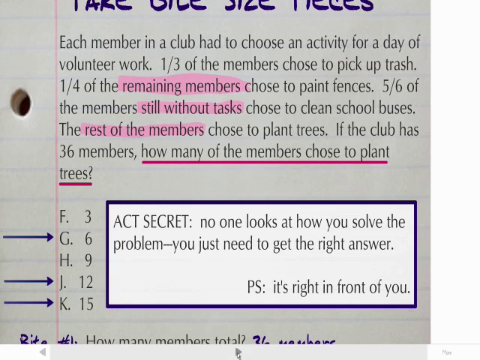For example, each member in a club had to choose an activity for a day of volunteer work. 1/3 of the members chose to pick up trash. 1/4 of the remaining members chose to paint fences. 5/6 of the remaining members, still without tasks, chose to clean school buses. The rest of the members chose to plant trees. If the club has 36 members, how many of the members chose to plant trees?